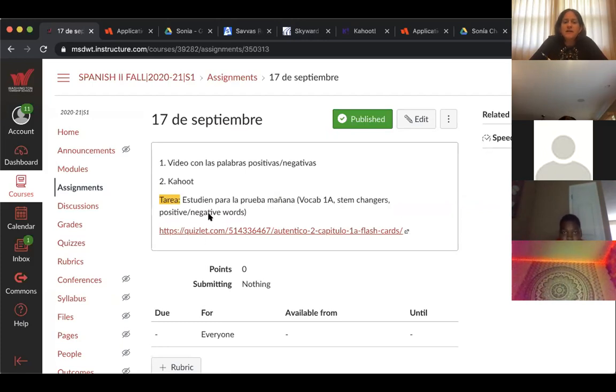And then positive and negative words, that's a smaller topic, but I want you to recognize the words that are on your vocab list. So I think there's only 4 of them. And siempre and nunca were from your last chapter, always and never. And really, I just need you to understand that we use double negatives in Spanish and kind of the order, that no plus the verb plus the negative word.